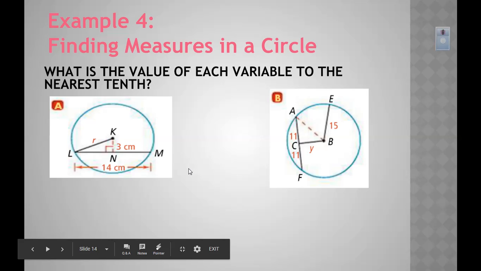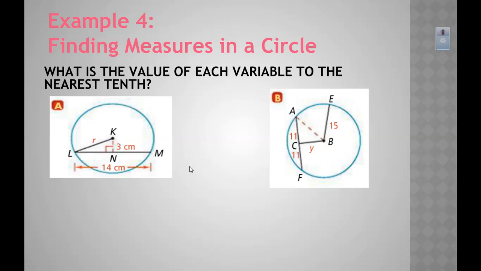All right. In the next two examples, we're finding measures in a circle. What is the value of each variable to the nearest tenth? I want you to work parts A and B. Pause the video. When you come back, we'll go through and see if you got the right answers. All right, so let's see how you did.